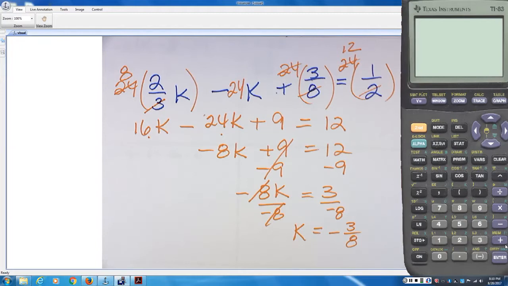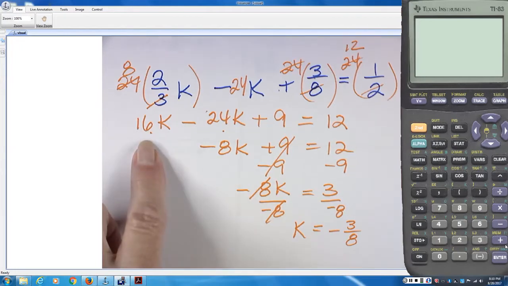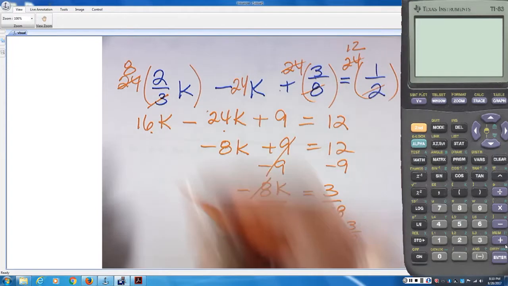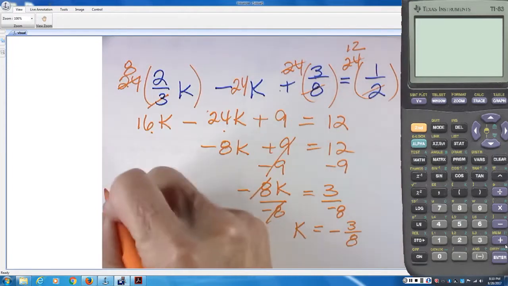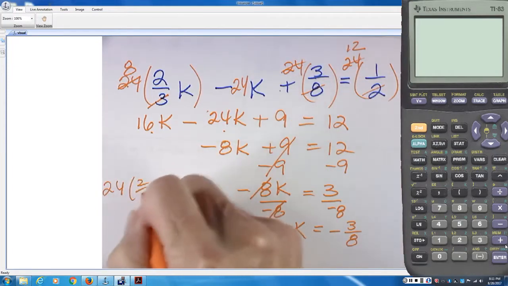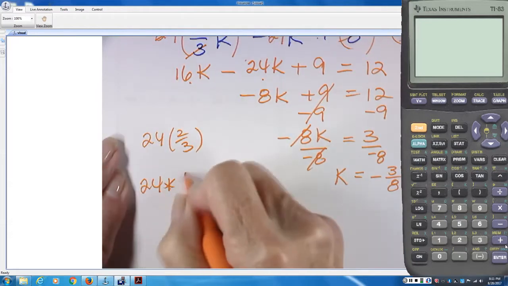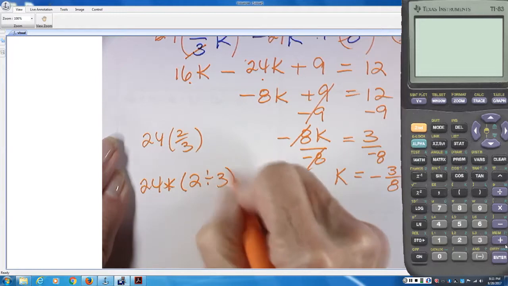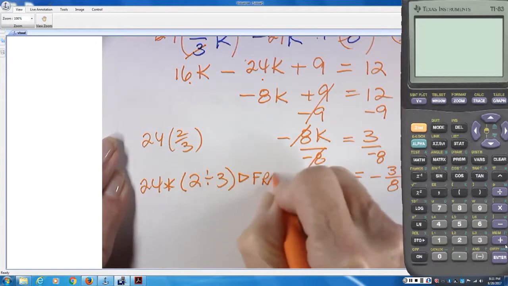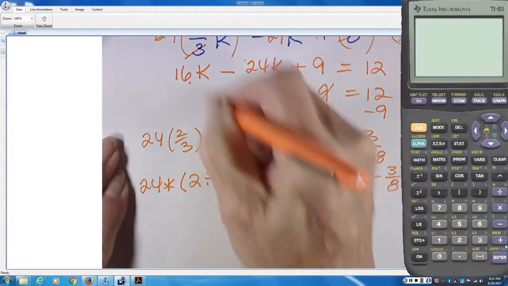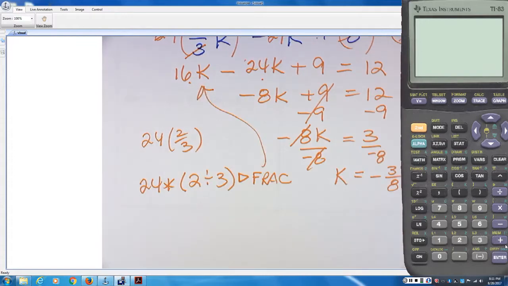Choose the one that works best for you. Okay? I think this is the easiest one, but it's kind of counterintuitive why it works. But this one really is the easiest one, especially since you can take your calculator when you're trying to do this and just enter in 24 times parentheses 2 divided by 3 and then fraction. And it'll come right back and tell you, just in case you did mess up, it'll come back and give you the whole number. Okay?